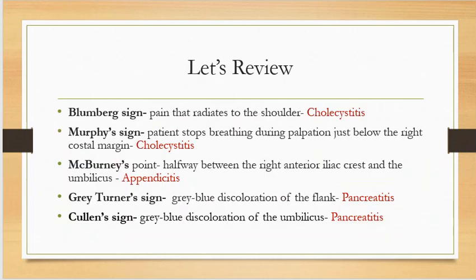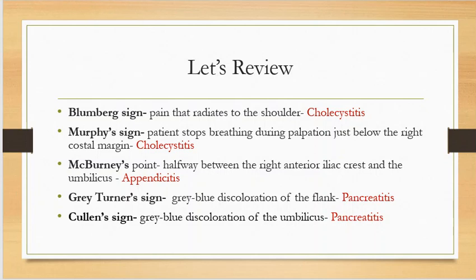And let's review the terminology. So you guys learned some new terminology. And so we have Blumberg sign. The Blumberg sign is pain that radiates to the shoulder, and that's for your cholecystitis. We have the Murphy sign, which is for cholecystitis also, and that's when the patient holds their breath when you're palpating. McBurney's point is the anatomical location, so from the right iliac crest to the umbilicus and the point in between, and that is for your appendicitis.